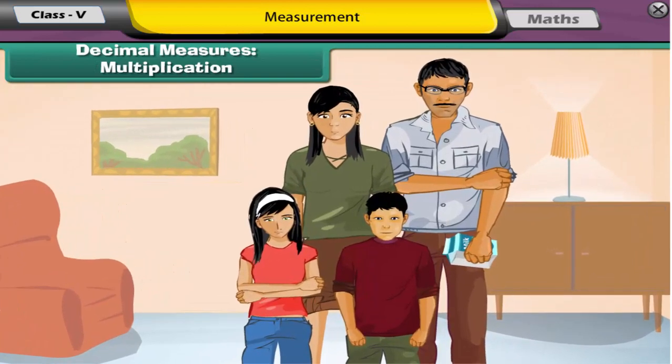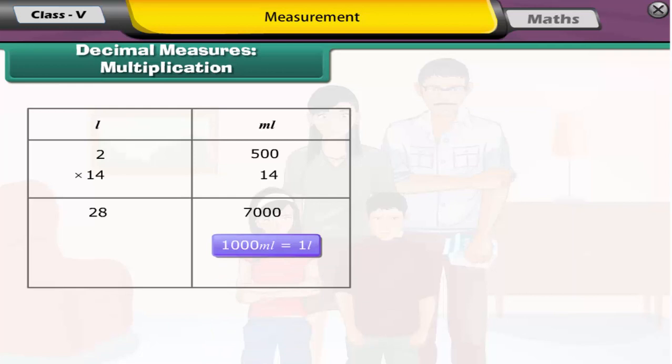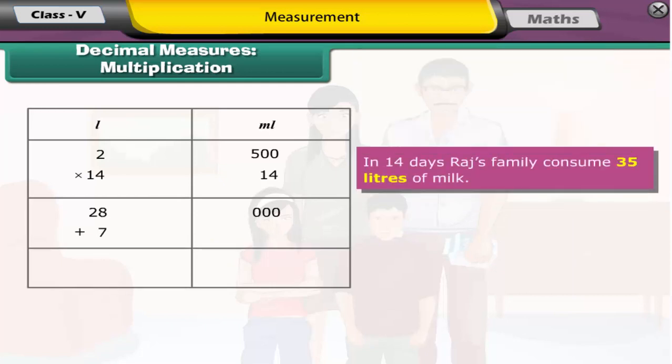Raju's family has a consumption of 2 liters and 500 milliliters of milk per day. How much milk is consumed by this family in 14 days? Multiplying 14 with 2 liters and 500 milliliters, we get 28 liters and 7,000 milliliters. Since 1,000 milliliters equals 1 liter, therefore 7,000 milliliters equals 7 liters. These 7 liters are added to 28 liters. Thus, in 14 days, Raju's family consumes 35 liters of milk.